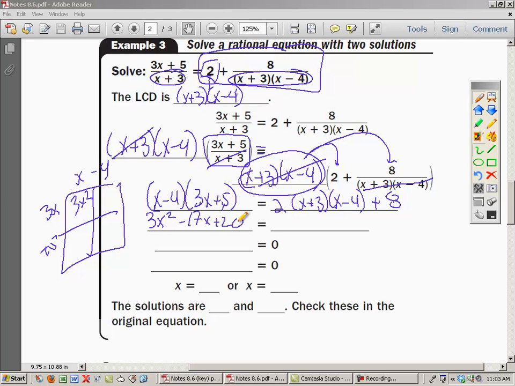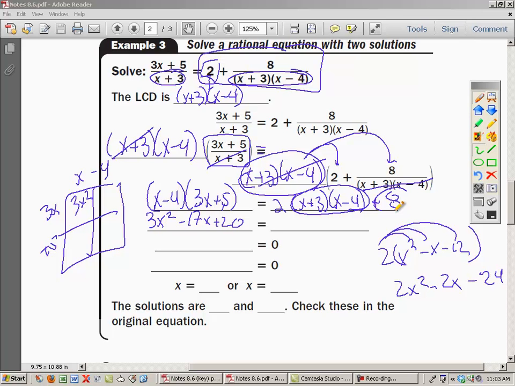On the other side, this is a little bit messier, but it's the same kind of idea. First, we would multiply these two together, and that becomes x squared minus x minus 12. From there, we would distribute the 2 to all the terms, 2x squared minus 2x minus 24, and then we would add the 8. All told, we end up with 2x squared minus 2x minus 16.